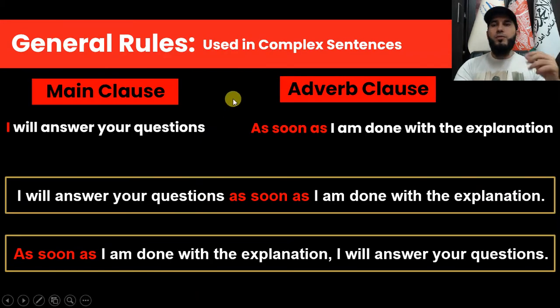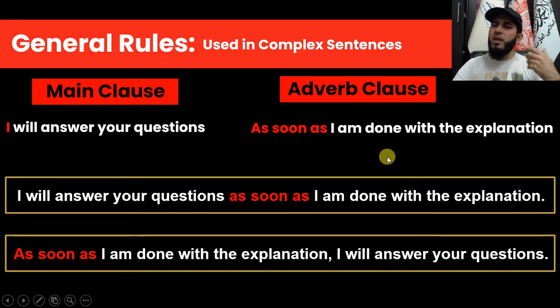Now, look over here. To the left here, main clause or independent clause. In here, adverb clause. So now an adverb clause is a dependent clause or a subordinate clause. Now, look, I will answer your questions. If you put a dot over here, if you stop this, it could be just a simple sentence. I will answer your questions. You may just add some sort of time expression. I'll answer your questions tomorrow or today or tonight. But it can stand alone because it's a main clause. It is an independent clause.